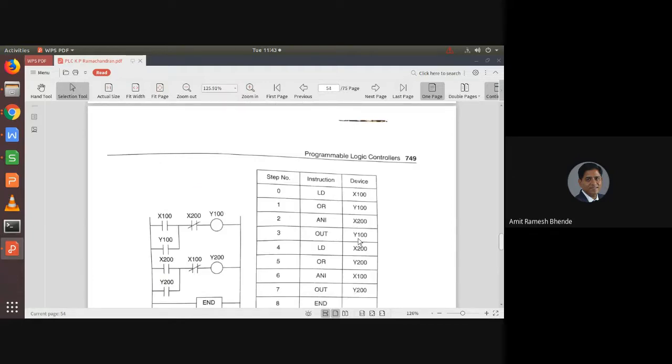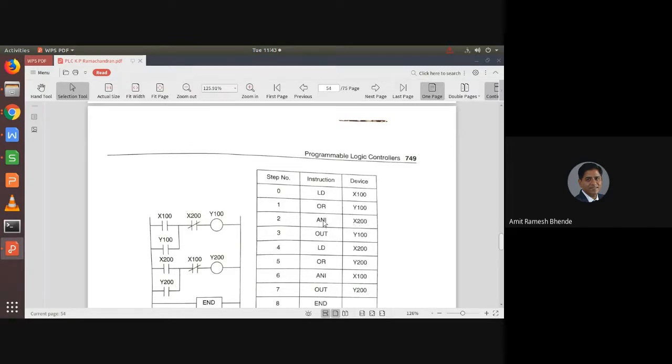We know that Y100 is the output, and we are also using its relay. We are using Y100 as output and we are using Y100 as relay. For latching, now we have learned how to latch a system. For latching we require two Y100. One Y100 is the output device. Here you can see that OUT is written, and Y100 is the relay, the output relay.